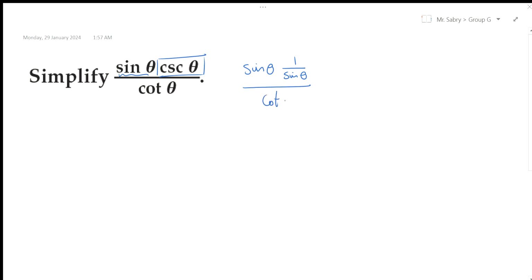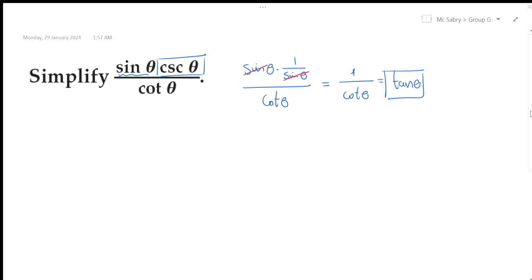In the denominator I leave the cotan theta as it is for the time being. Next, when I multiply these two, I have sine in the numerator and sine in the denominator. They will cross out each other and I will be left with just 1 over cotan. Now, according to the identities, 1 over cotan is simply tan theta. And that's it. That's the answer.